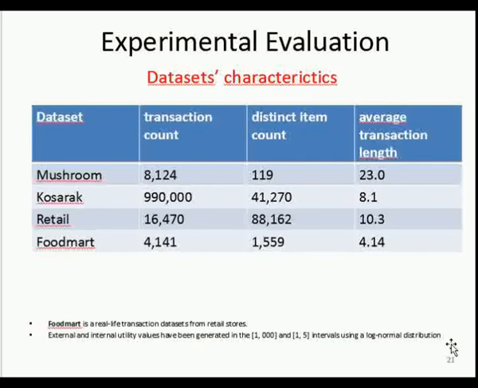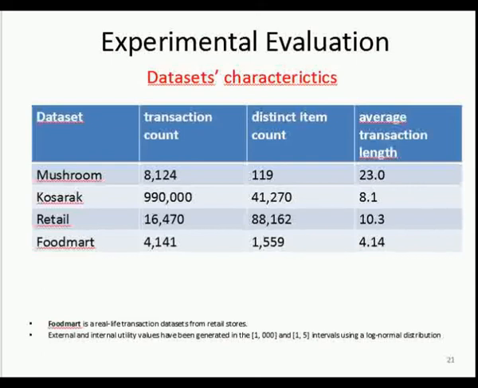Now we did some experiment to evaluate our new algorithm and new problem. So we use 4 databases used in the field of pattern mining. So 4 databases with different characteristics. Mushroom is a database about mushrooms. This database is not about shopping, but it is interesting because it is a dense database. So we want to try our algorithm on different kind of database, different characteristics.